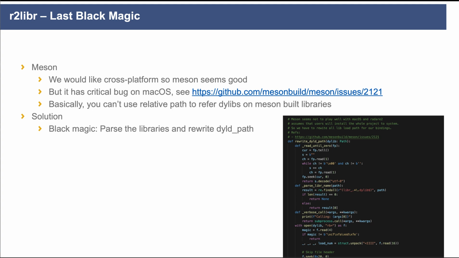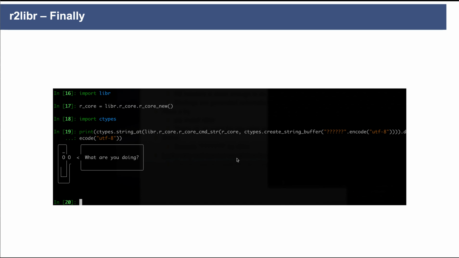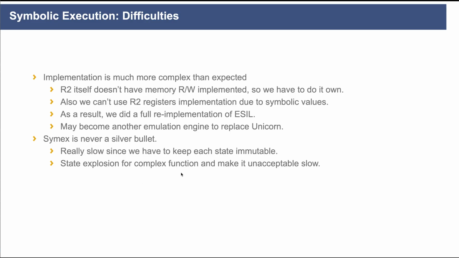So it's really frustrating. I tried many times, and finally I found it's a bug of Meson. So what's my solution? Another black magic. I parse the library's macro files and rewrite the downloader path. So it's the last black magic, and put all these black magic together. What do you get? A working R2 Dbar, a Python binding. So that's R2 Dbar. And next, I will cover some details about how the symbolic execution is implemented.